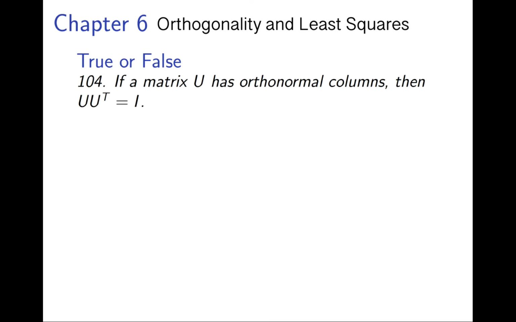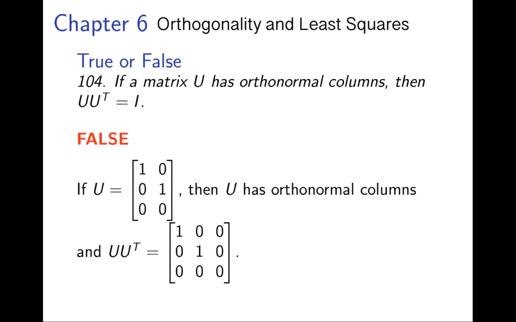Number 104. If a matrix U has orthonormal columns, then U transpose equals the identity matrix. Well, let's check. This is false. And the reason is, let's take a matrix with orthonormal columns. What's it mean to be orthonormal? That means they're pairwise orthogonal. So if you take the dot product of any two columns, you get 0, but the length of each column is 1. So it has orthonormal columns. And if we do the matrix multiplication, U times U transpose, we get a matrix that's close to the identity matrix, but it's not quite the identity matrix.